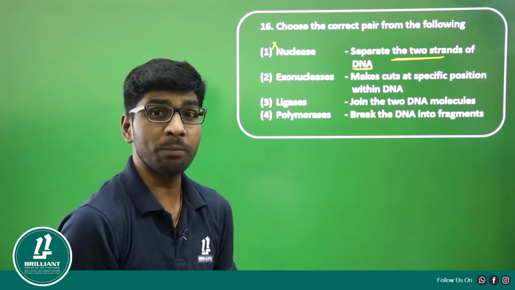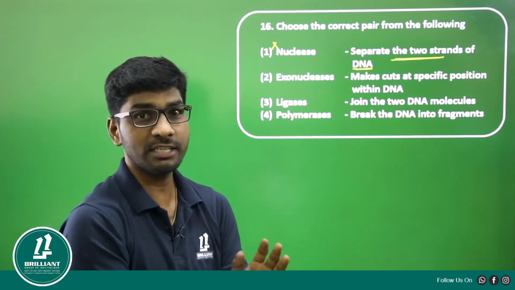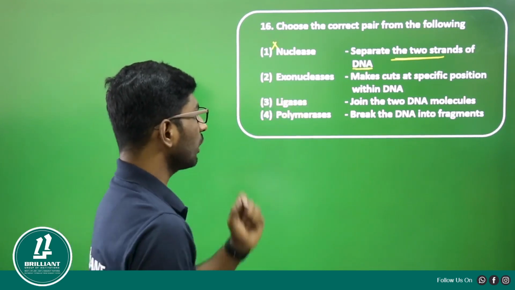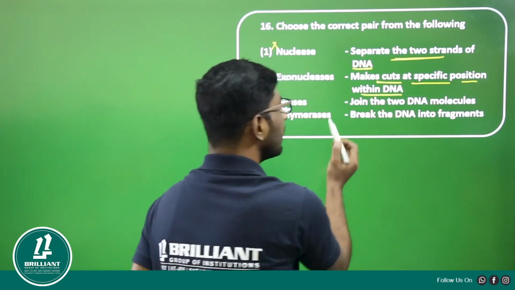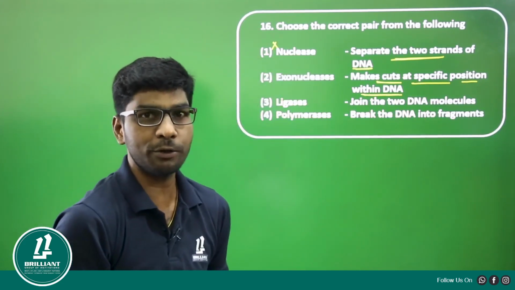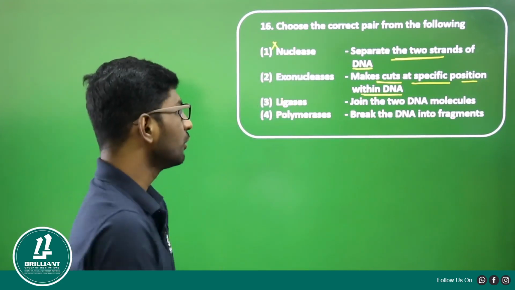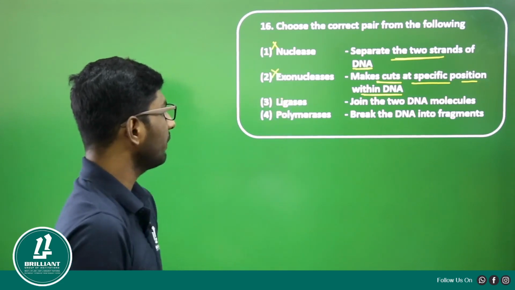Exonucleases. Exo means outside. Endo means inside. Right? Exonuclease enzyme makes cuts at a specific position within a DNA. Within a DNA means what? Endo. So it is not correct. Right? So this is not a correct pair.